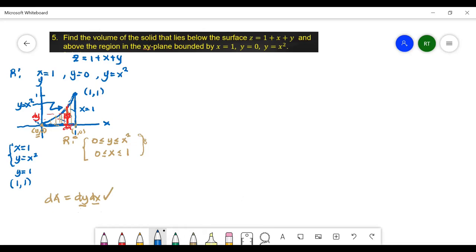Okay? So, if we get the volume of the solid, it is equal to the height z times the differential of a, and evaluating this, the double integral over the region R will give us the volume of the solid. We have the double integral of z, where z is 1 plus x plus y. The differential of a, we chose it vertically simple, so dy dx, the inner variable of integration is y, and y will go from 0 to x squared. The lower limit of integration is 0, the upper limit of integration is x squared. And the outer variable of integration is x, therefore x will go from 0 to 1.